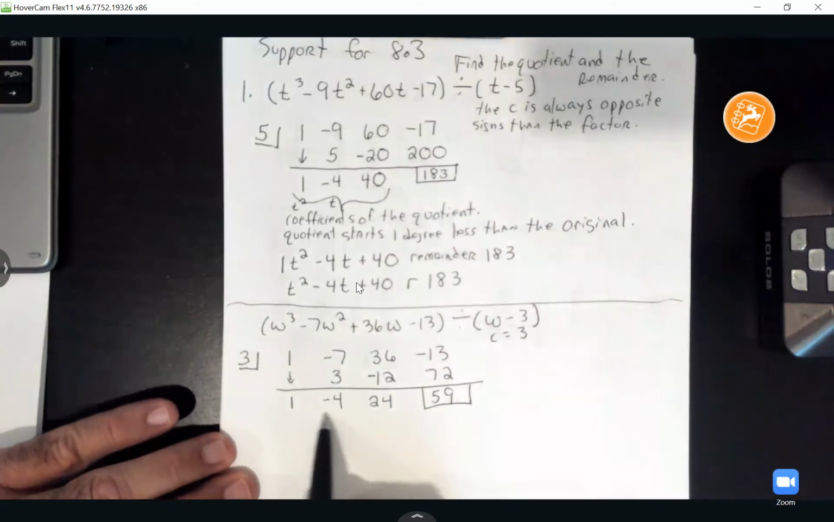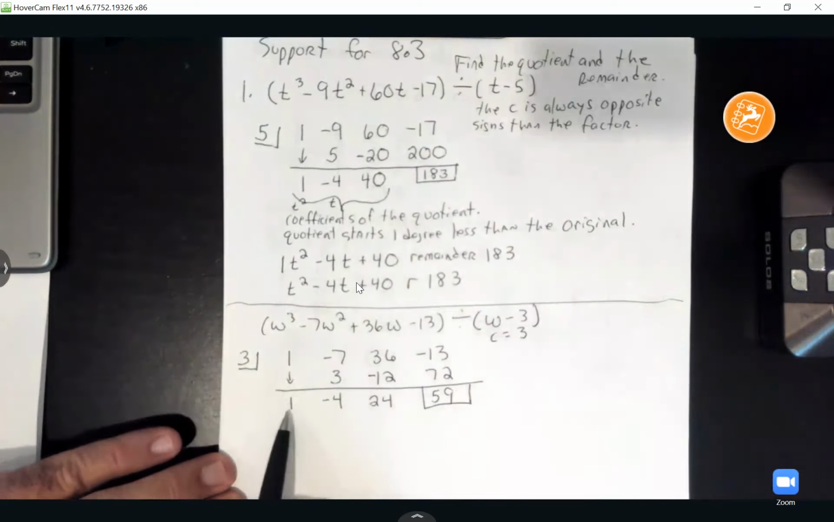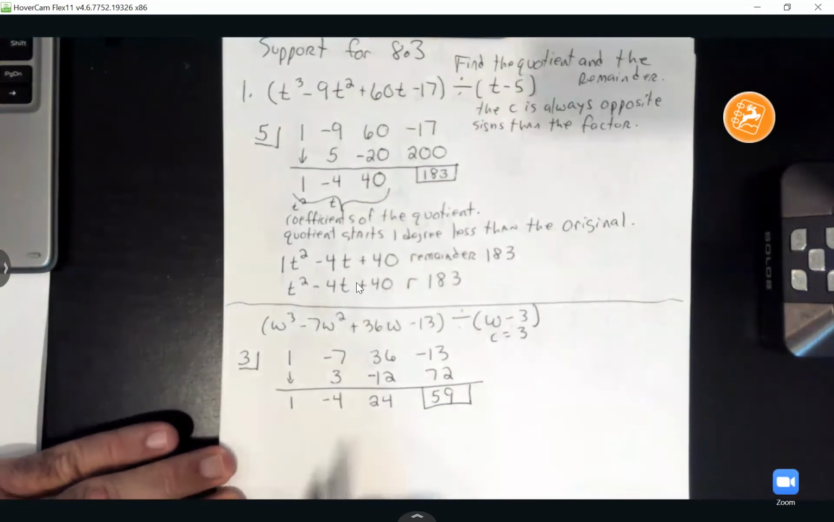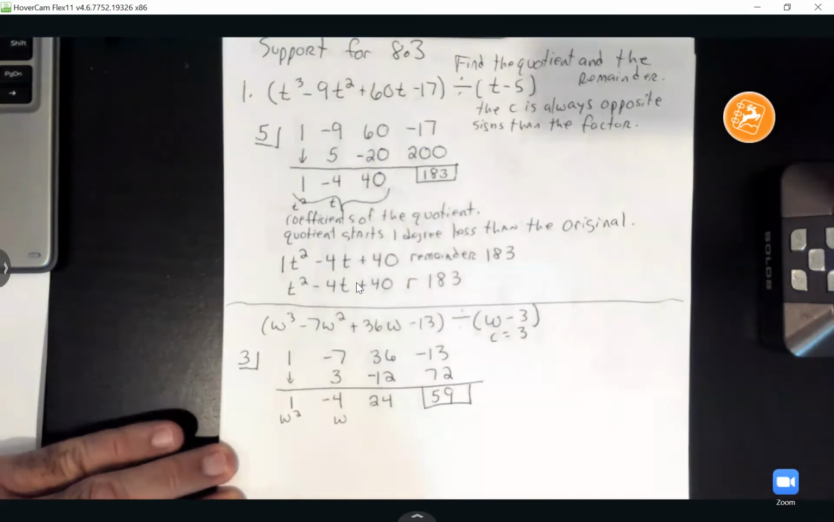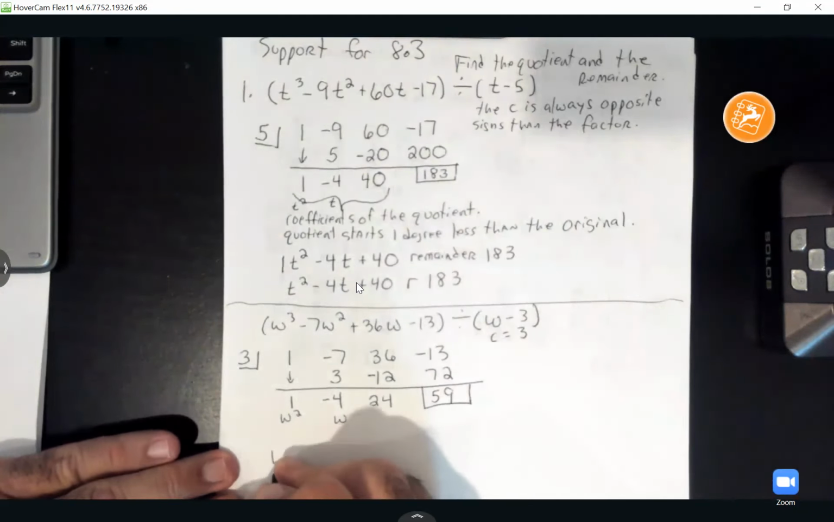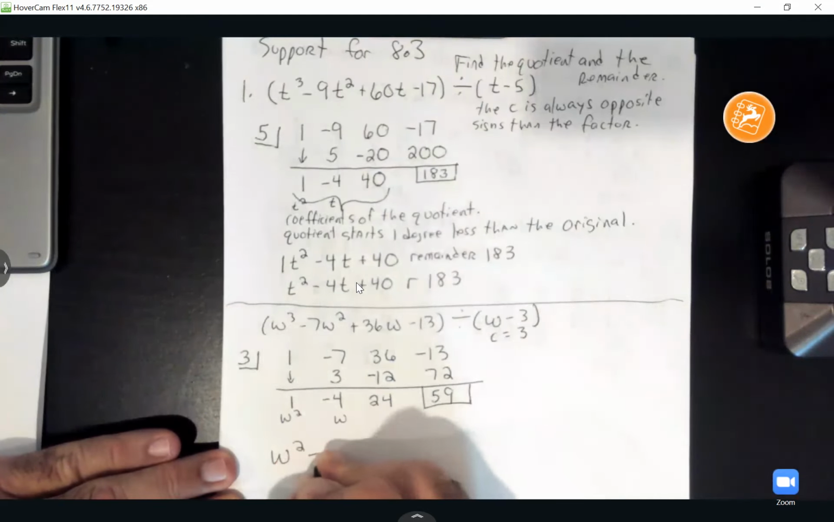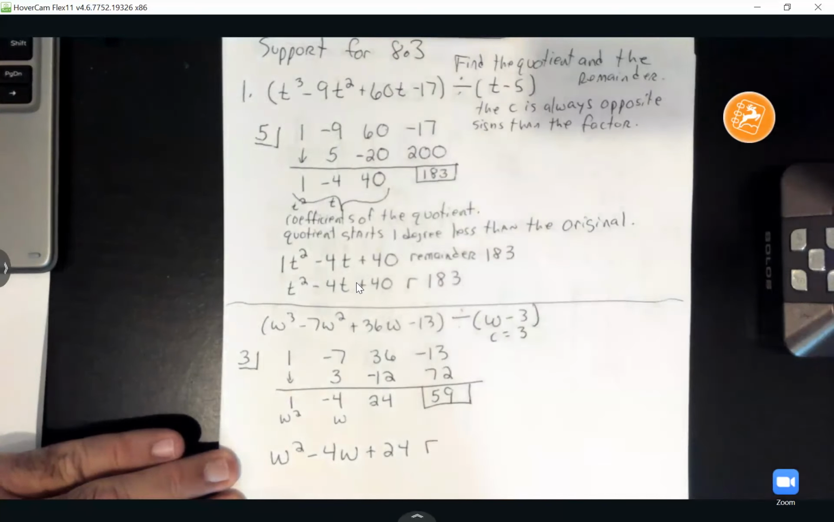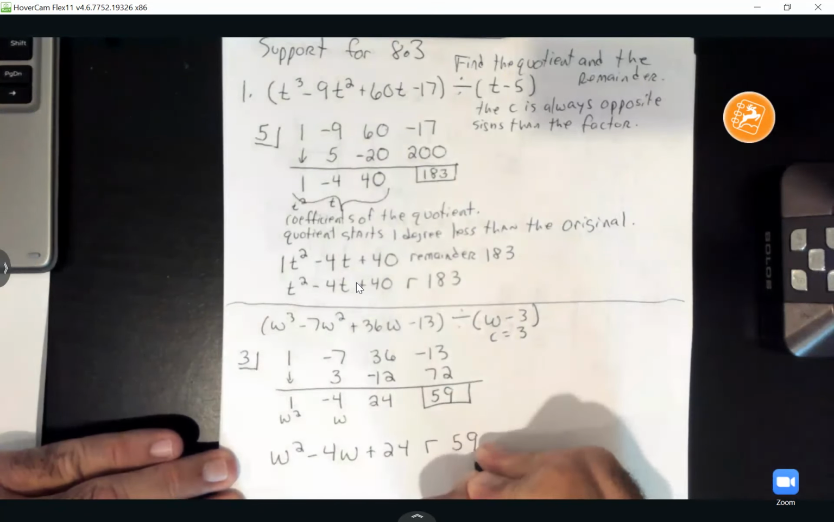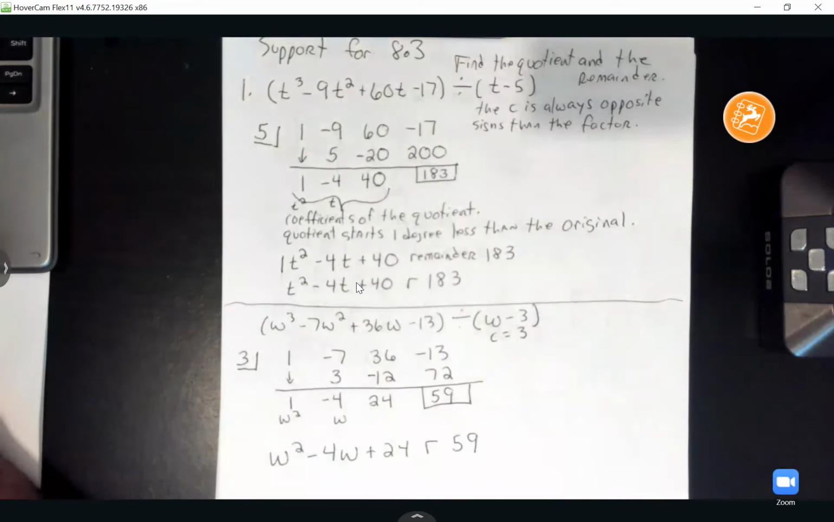All right, remember, quotient's over here, remainder's over here, and this quotient will start 1 degree less. So that means this is a W squared, my W, and then my number. So I got 1W squared minus 4W, and you just keep going down until you get to that number. So my three numbers, W squared minus 4W plus 24, and I had a remainder of my 59. So now one of those got to match us in math lab, hopefully.